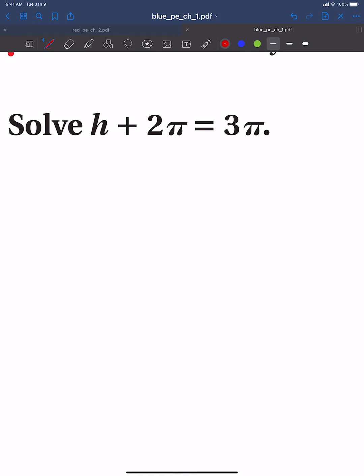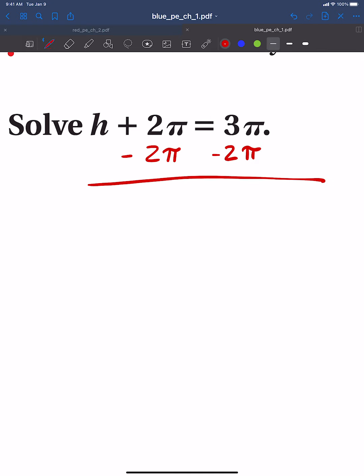My job is to get the variable all by itself. What is happening to the variable? It's being added by 2 pi. So the opposite of being added by 2 pi is to subtract 2 pi. Keep the 2 and the pi together. It's totally fine. Now, if I do it to one half of the equation, I have to do it to the other.